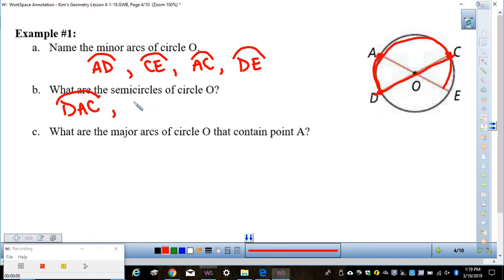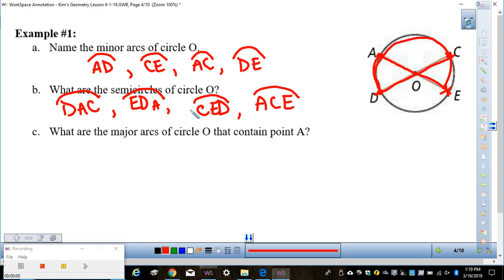We also have EDA, using AE as our diameter, E to D to A. I could also start here at C, so this is the other half of semicircle DAC. I have C, E, D. And then starting at A, I have A, C, E. So it's kind of that upper right semicircle.